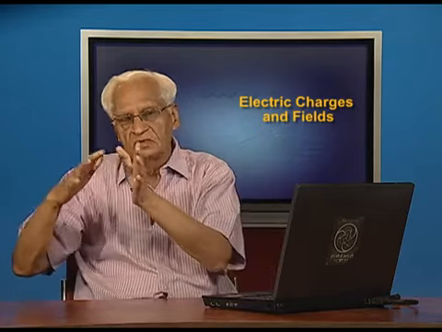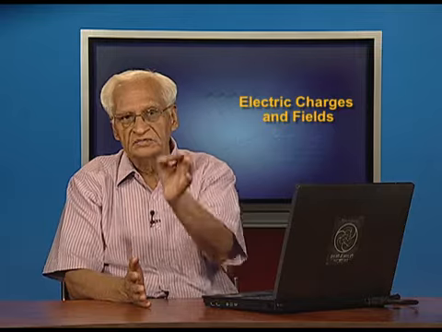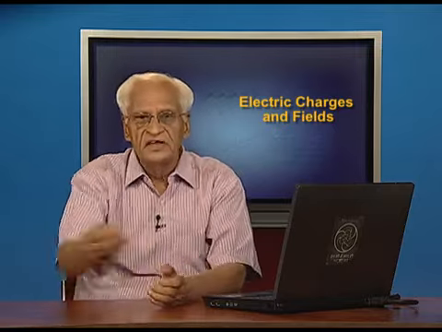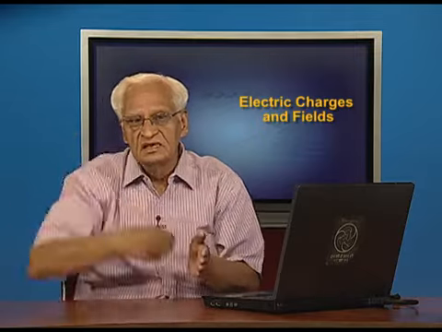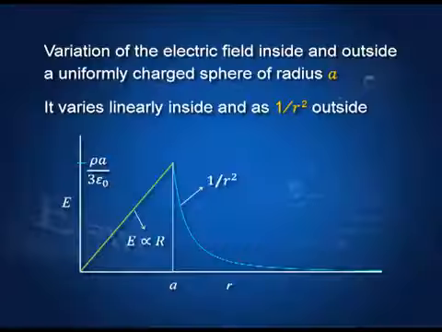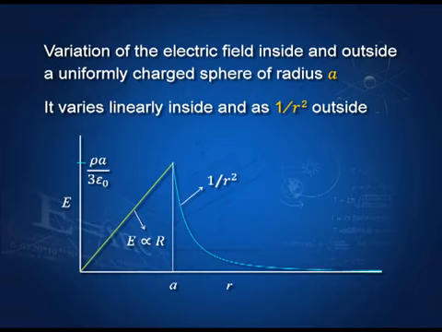For a point outside, the sphere behaves as a point charge placed at the center. For inside, the field varies as the distance from the center. If you recall the gravitational analogy, the value of g increases from the center proportional to the distance from the center. Graphically, the field outside varies as 1 by r squared, and inside it is 0 at the center and keeps on increasing directly with r. At the surface, from both sides we get the field equal to rho a by 3 epsilon 0. So, there is continuity, there is no discontinuity.